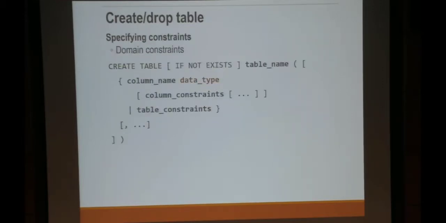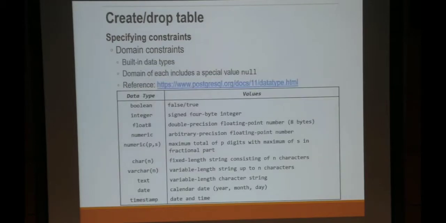Now, if you want to specify constraints, we've learned about a few types of constraint. The easiest one will be the domain constraint. The domain constraint restricts the values that you can insert into that particular column. The way we specify the domain constraint is by specifying this data type. There are different kinds of data types. Some of them are familiar. So these are the lists of data types.